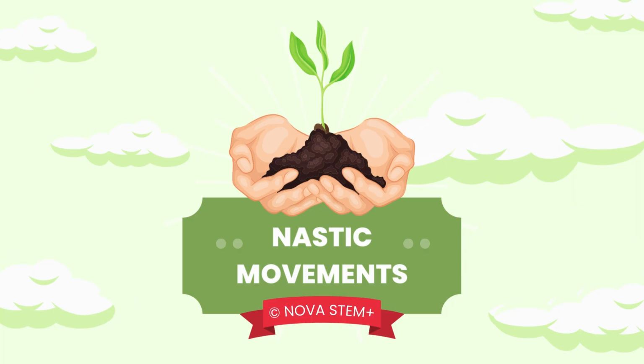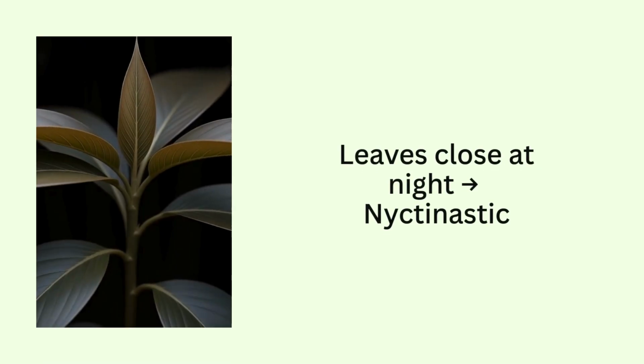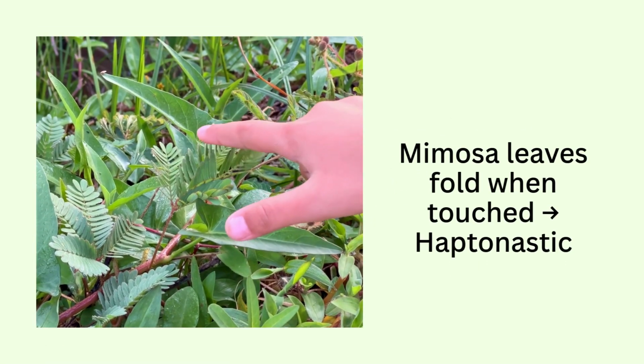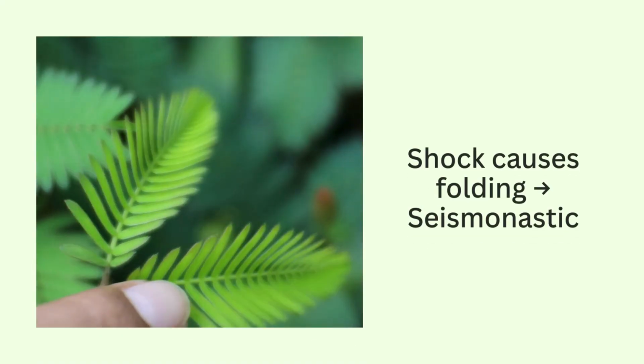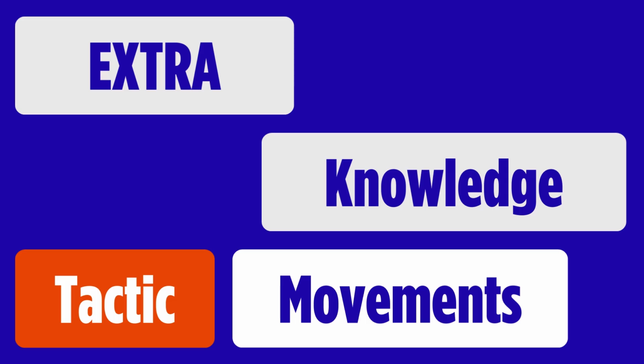Nastic movements: direction does not depend on the stimulus. Most nastic movements are caused by turgor pressure changes in a structure called the pulvinus. Examples: leaves close at night, nyctinasty. Mimosa leaves fold when touched, haptonasty. Some flowers open with sunlight, photonasty.